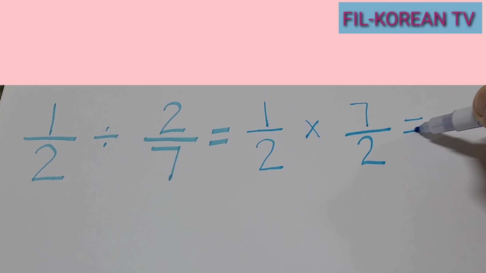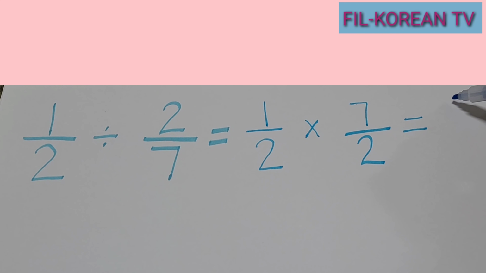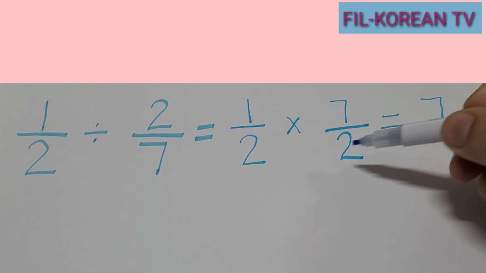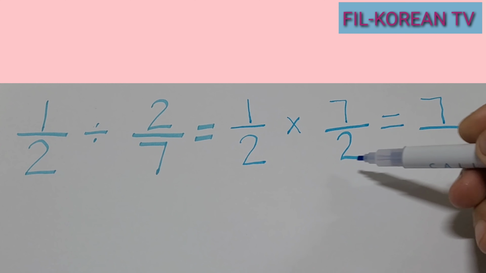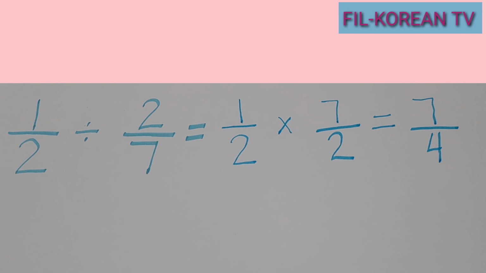So, let's answer. Okay, sagutin natin ito. Okay, mag-multiply na tayo. 1 times 7 equals 7. I-times din natin ang denominators. 2 times 2 equals 4. Okay. The answer is 7/4.